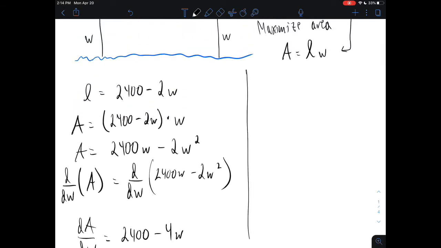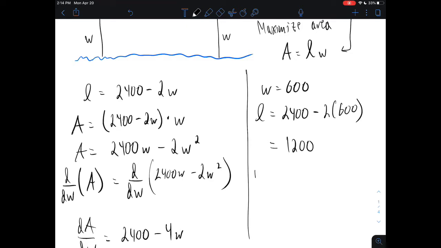So that means if the width is equal to 600, then the length is equal to 2400 minus 2 times 600, which means that our length would be 2400 minus 1200, or 1200.